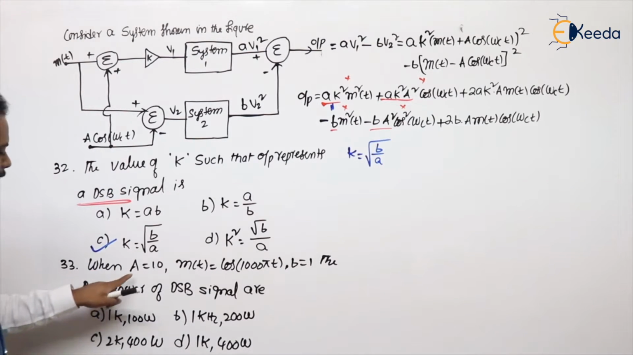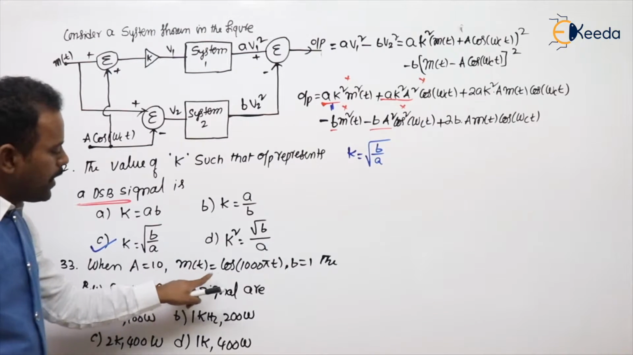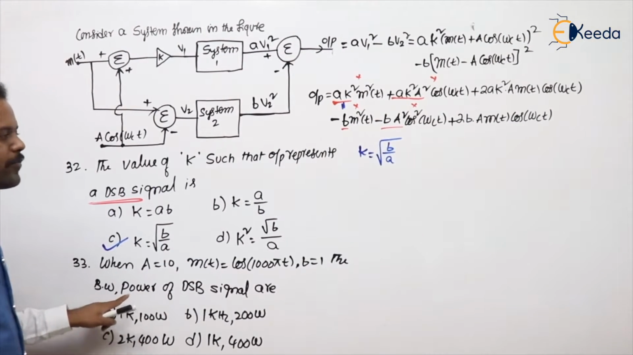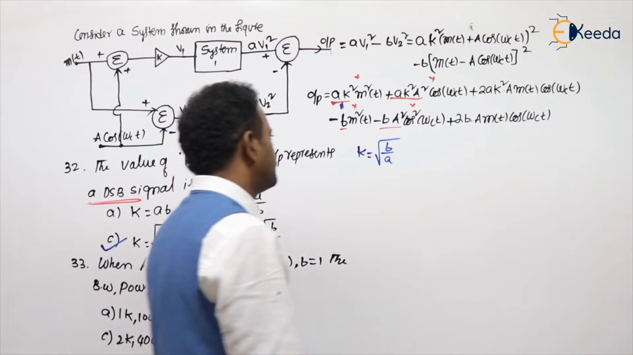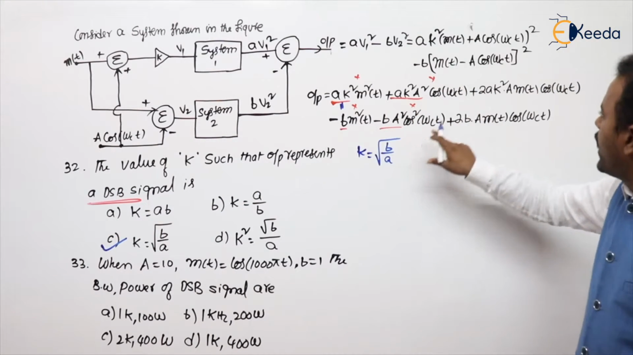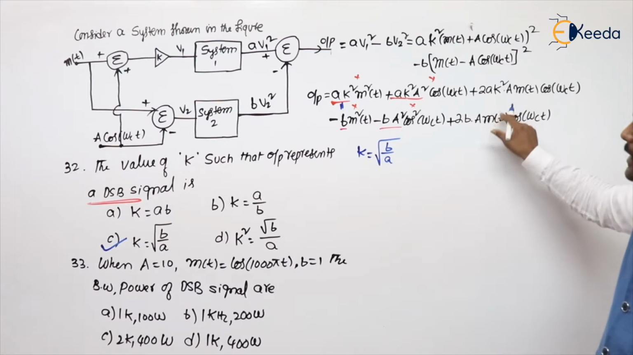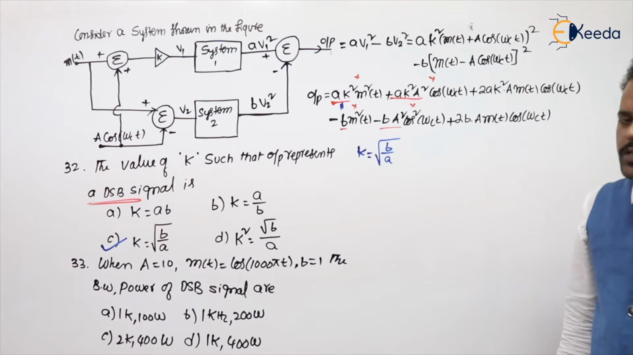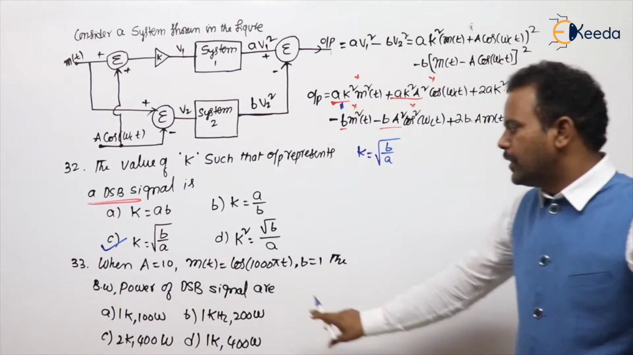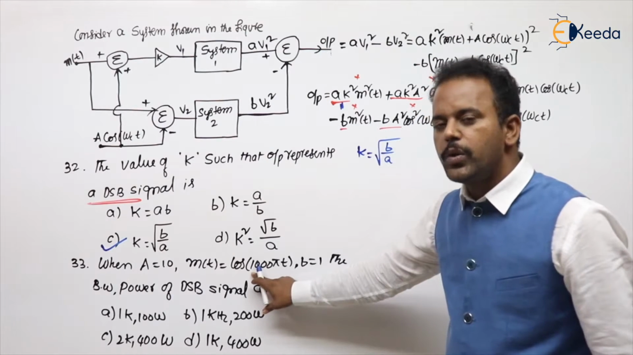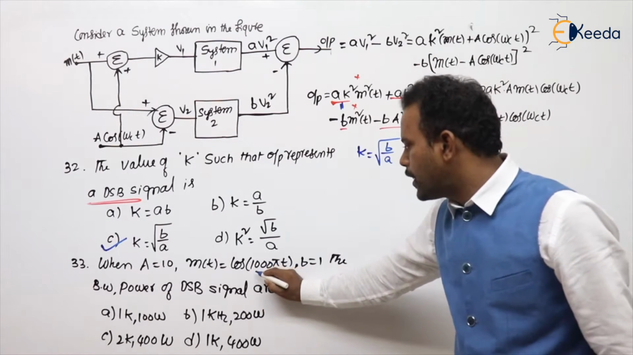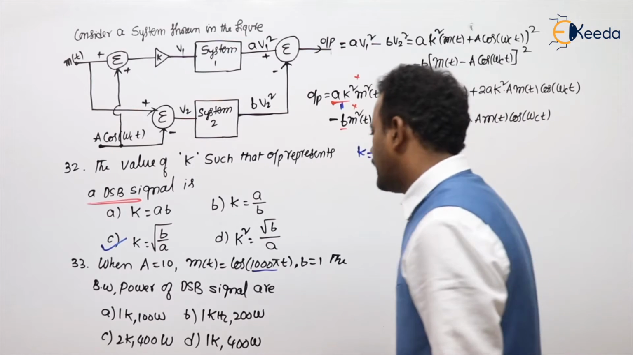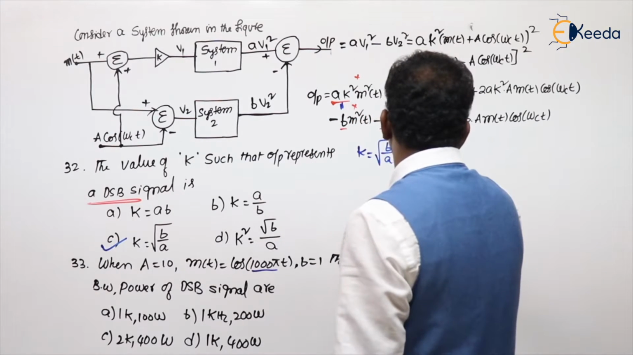Second problem: A equals 10, m of t is cos 1000 pi t, B equals 1. What are the bandwidth and power of the DSB-SC signal? For bandwidth, there's no need of the expression, because bandwidth is 2 FM. The message signal is 1000 pi t, so FM is 500. Bandwidth is 2 times 500, which is 1 kilohertz.